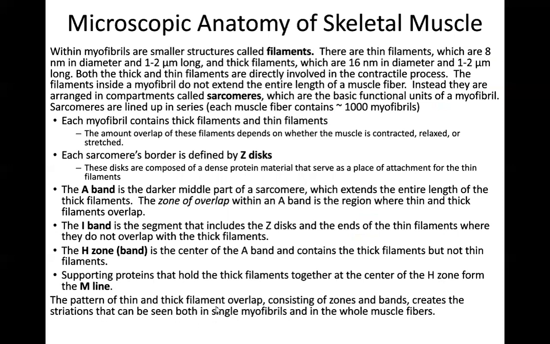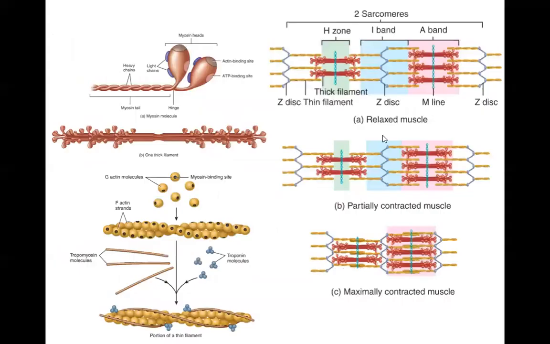Now, the pattern of the thin and thick filament overlap, consisting of zones and bands, creates the striations that can be seen in single myofibrils and in whole muscle fibers, as I mentioned earlier. The amount of overlap of the thick and thin filaments is dependent upon whether the muscle's in a contracted, relaxed, or stretched state, which is illustrated with this figure that I have a couple slides ahead, where we show two sarcomeres highlighting the H zone in green, the I band in blue, the A band in pink.